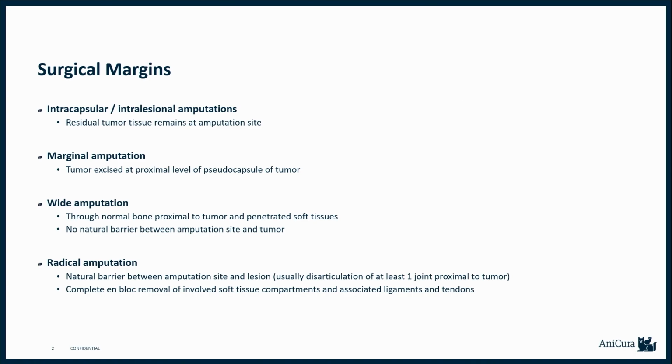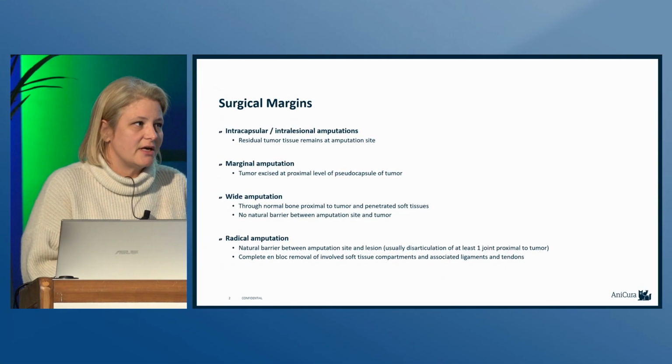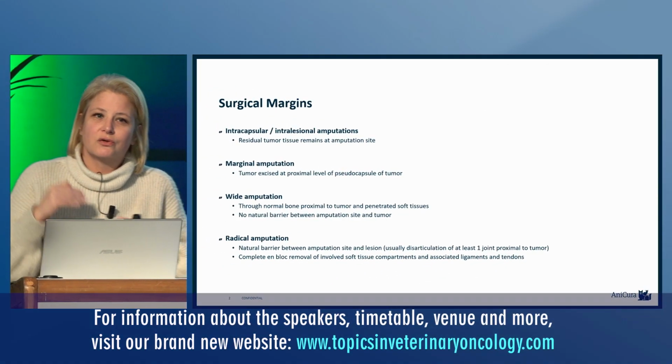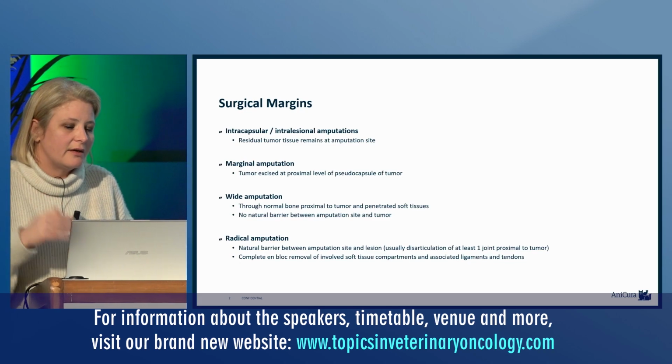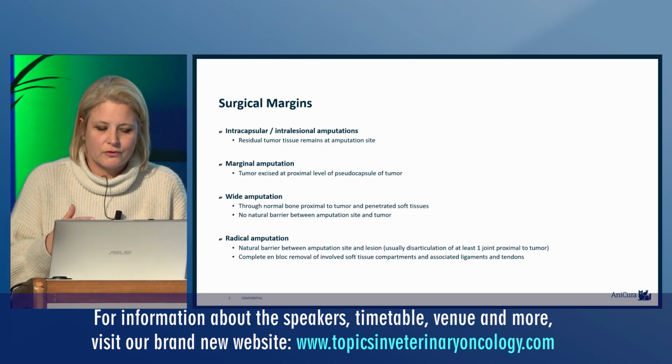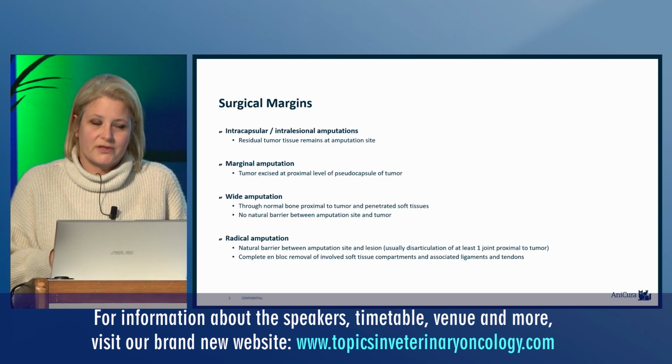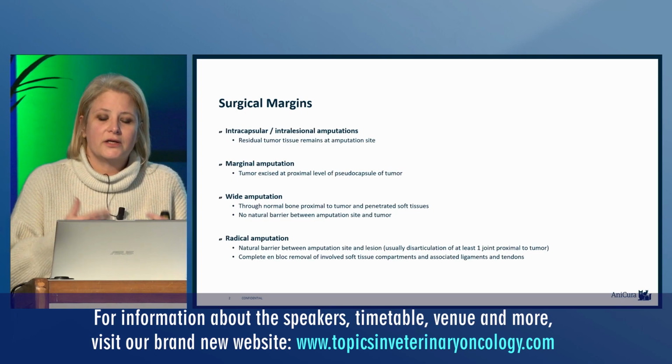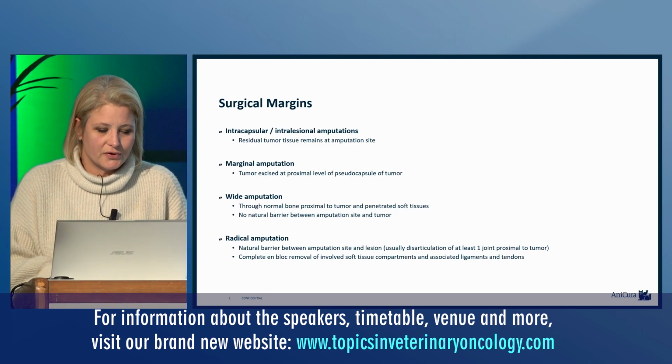Marginal amputation is something that we do in the radius with limb-sparing surgery. Wide amputation is where we have a large margin of normal tissue between the tumor and the amputation site, but there is no natural barrier. And in radical amputation, there is a natural barrier, like a joint, between the tumor and the amputation site.